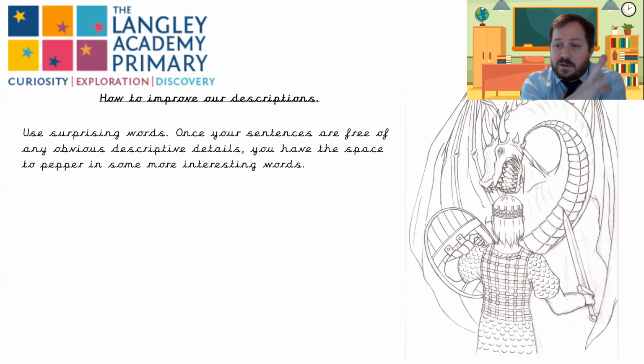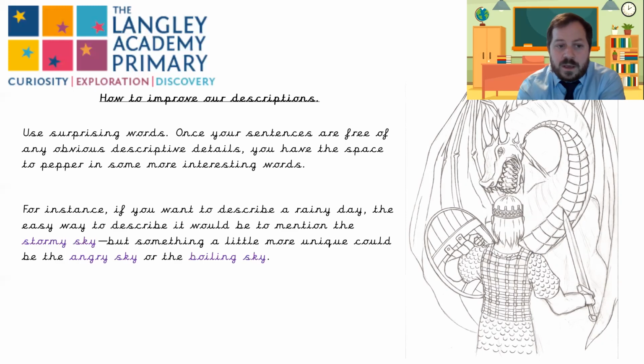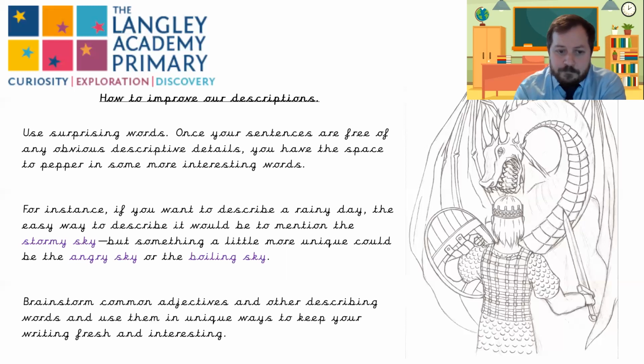The next trick is thinking about using surprising words. Once you're free of those obvious descriptions, you have a lot more space to add more interesting words and interesting ways of phrasing things. For instance, if you want to describe a rainy day, the easiest way would be to mention the stormy sky. But you could change the word stormy to something different. Use personification and talk about the angry sky, giving it an aspect that it doesn't necessarily have, or a boiling sky. That gives the idea of the tumultuous sky that people see when they picture a stormy sky, and it's a little bit more interesting and gives a clearer image in the reader's head.